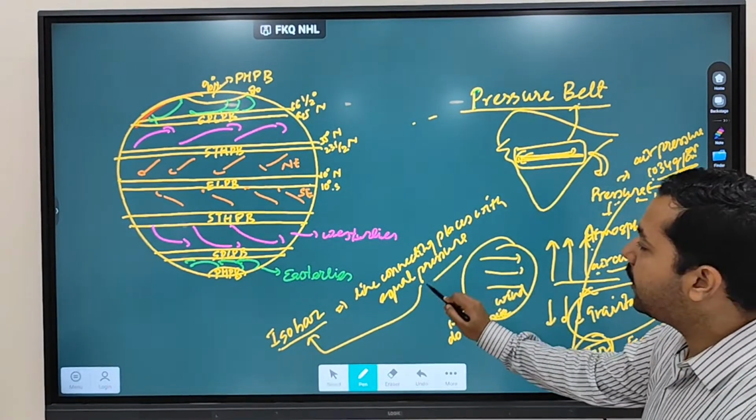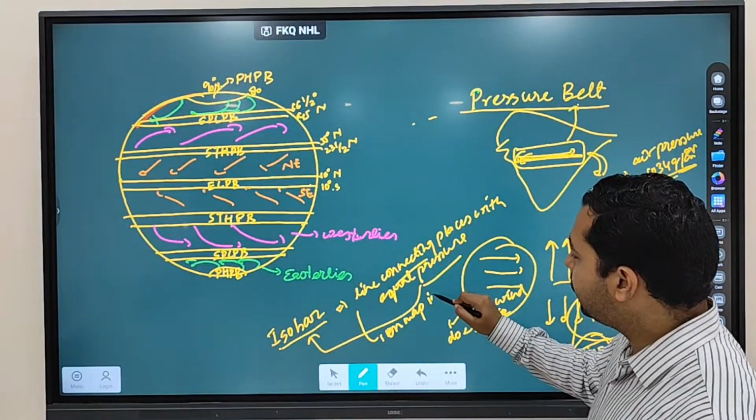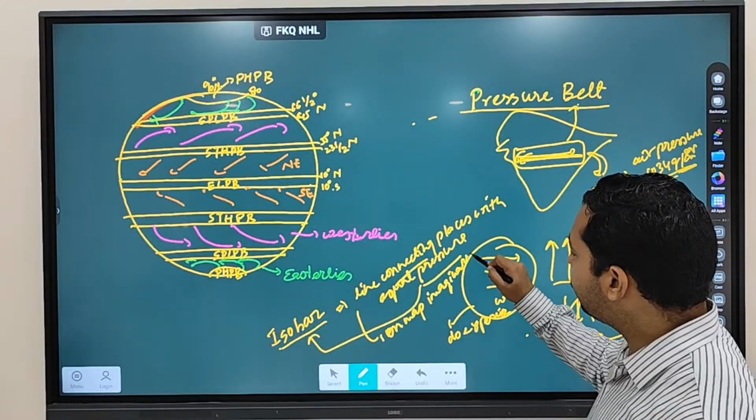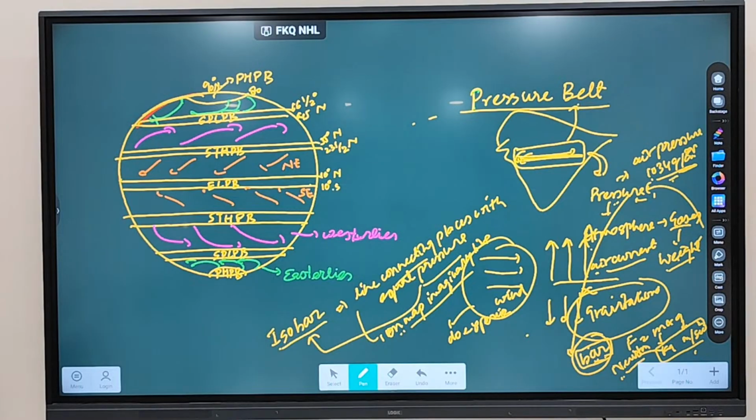Again, where is this line drawn? On the map, and again which type of line is it? Imaginary line. We draw it in order to study. So isobar is a line connecting places with equal pressure, and these lines are drawn on a map, and it is an imaginary line. Fine. So whatever we have discussed with regard to isotherms also applies to the isobar.